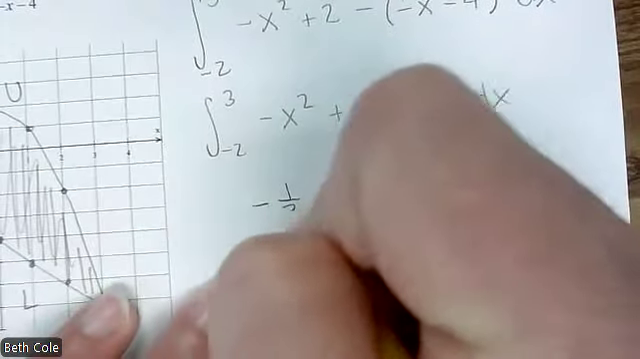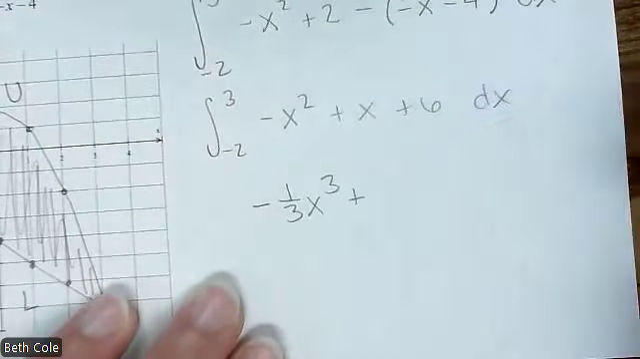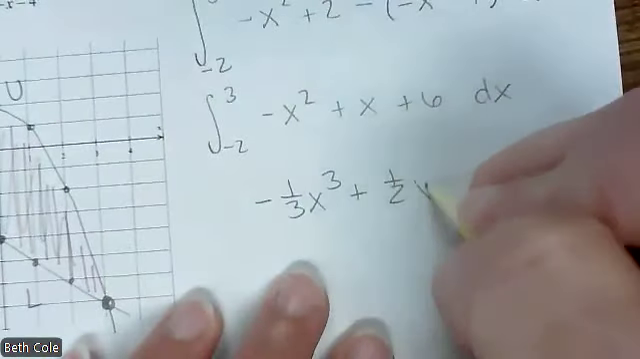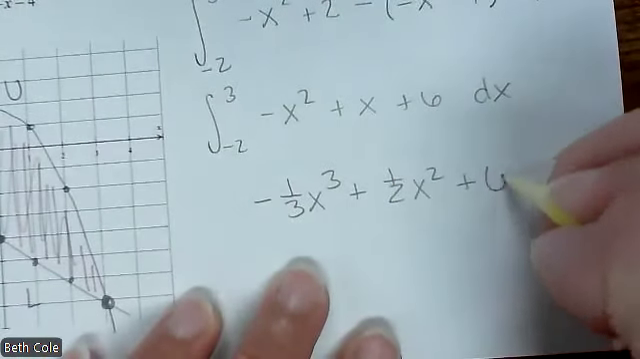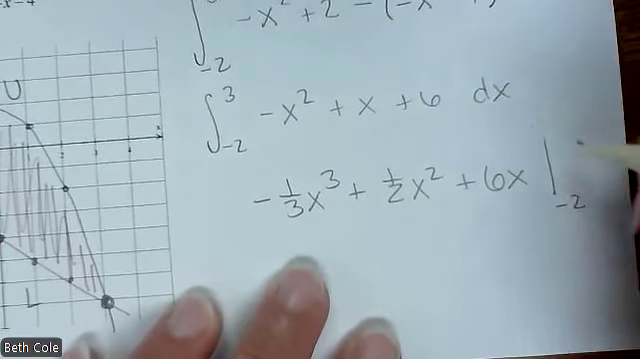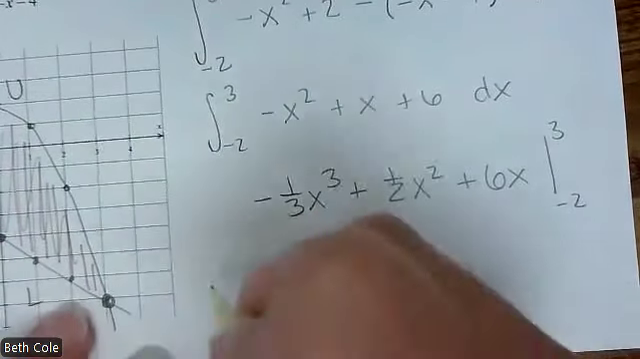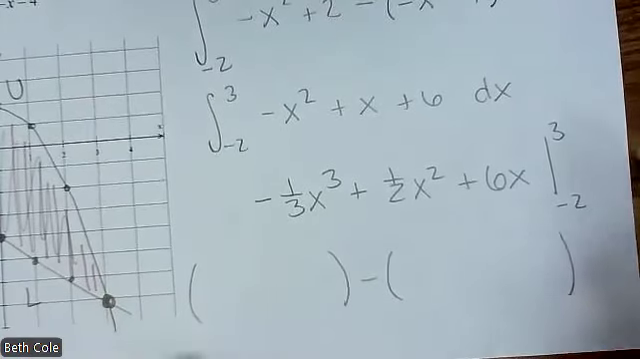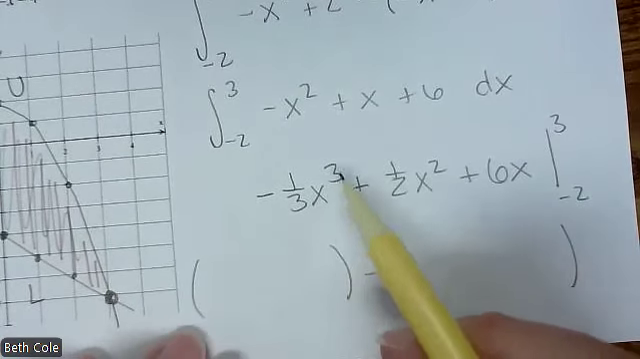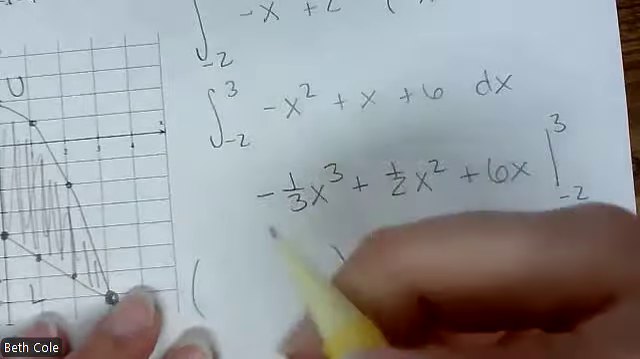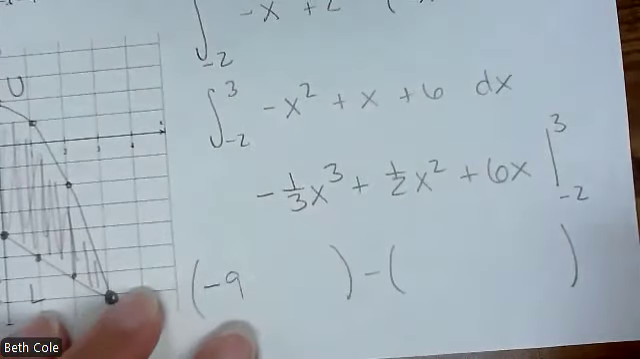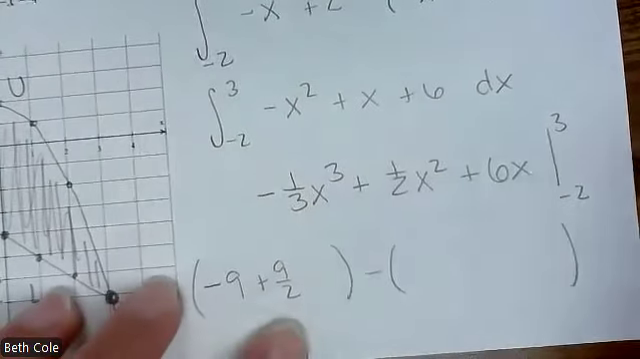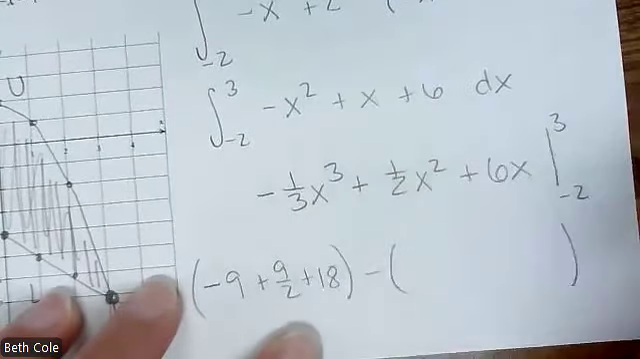So our antiderivative, -1/3 x cubed plus what? What'd you guys get? 1/2 x squared, good, plus 6x, from -2 to 3. And you can leave it alone once you get to this next step, upper minus lower. So 3 cubed is 27. -1/3 of that would be -9. 3 squared is 9, so this is plus 9/2. And then 3 times 6 is 18.